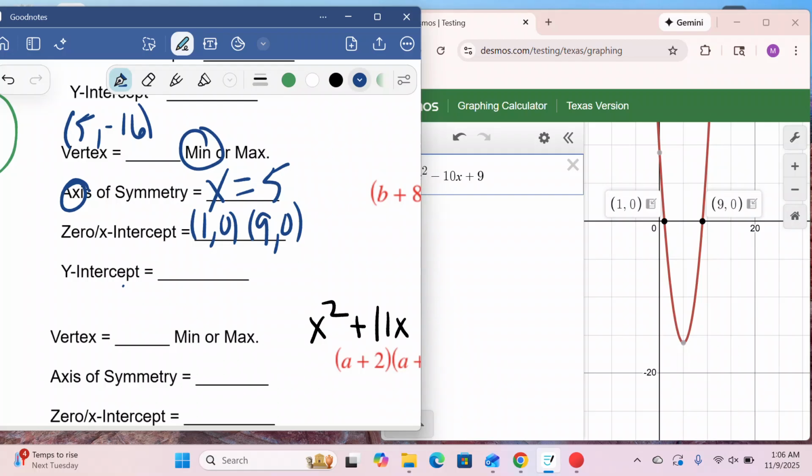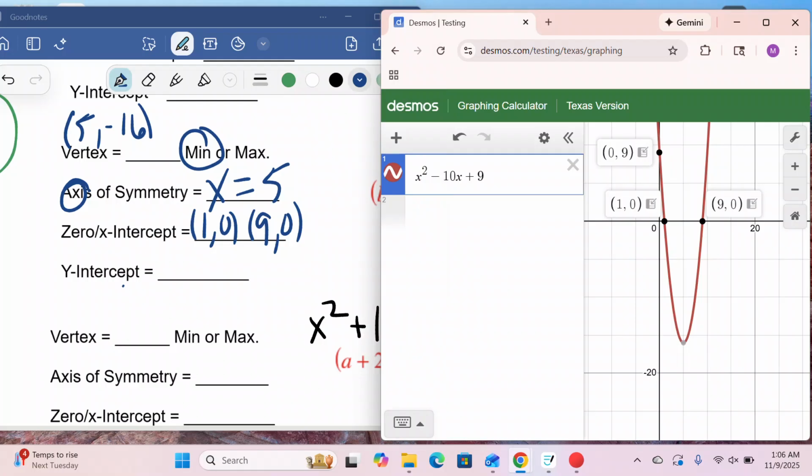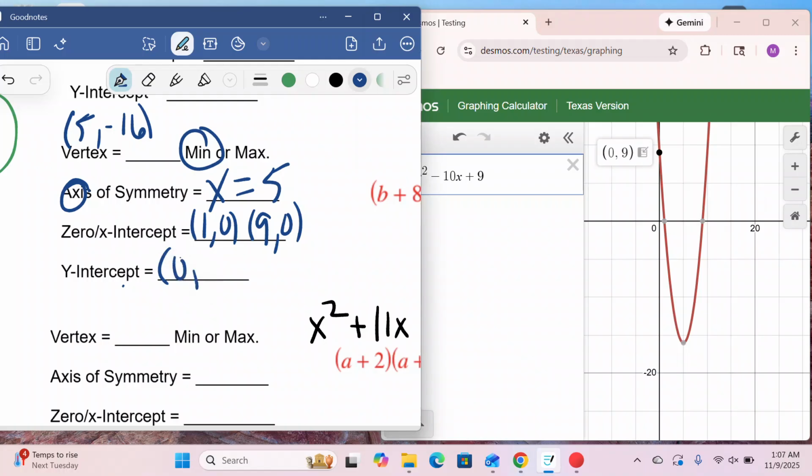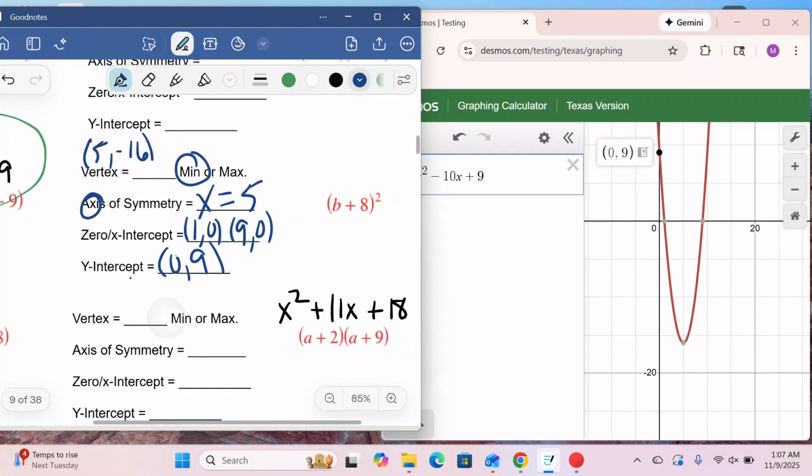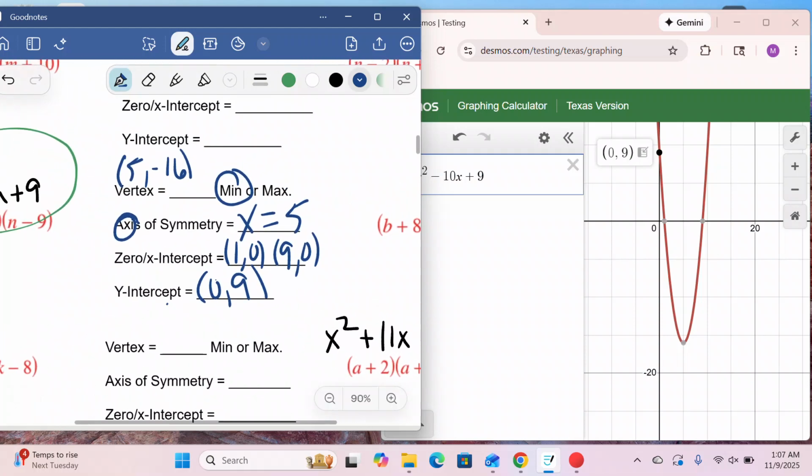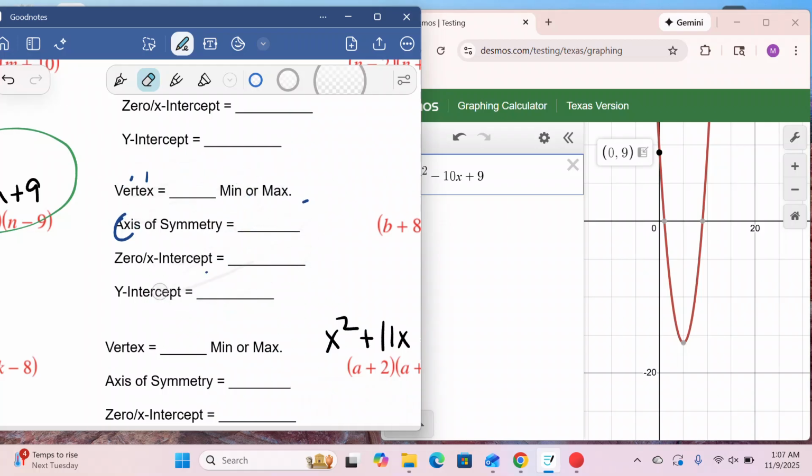Lastly, I'm going to find my y-intercept. Where does my graph cross the y-axis? I'm going to take away my x-intercepts, and it crosses at 0 comma 9. So once again, those are the features of my parabola, and those are the correct answers. Let me go ahead and delete this one, and let's do the next one if we have any more.